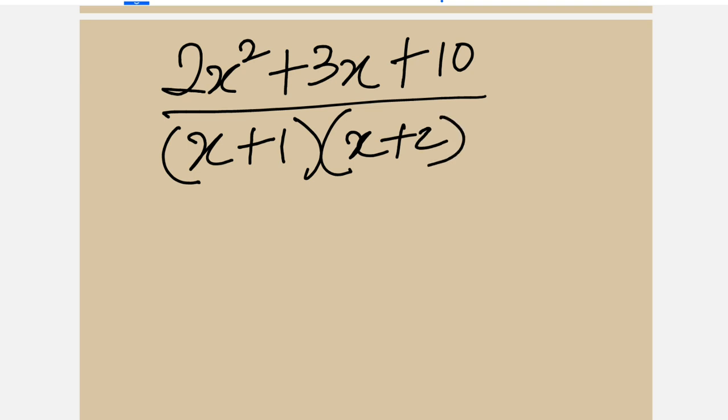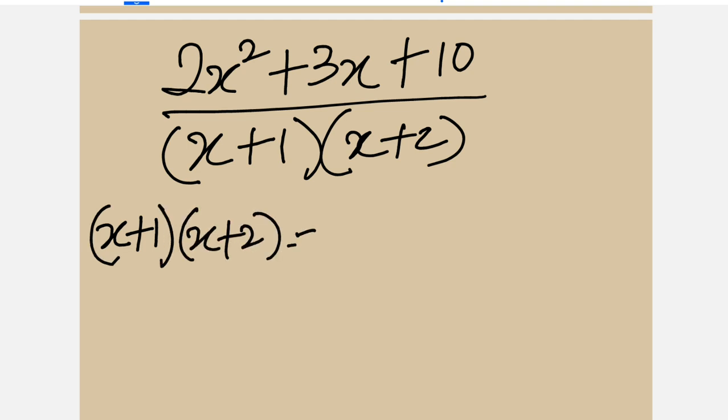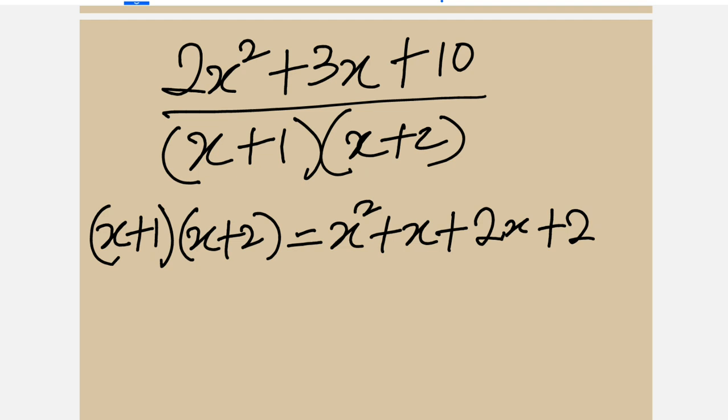The first thing you are going to do is multiply this out to make it easy. We have x + 2, so let's see what it will be equal to. x times x is x squared, x times 2 is 2x, 1 times x is x, and 1 times 2 is 2.